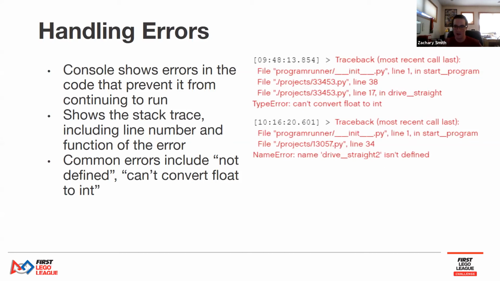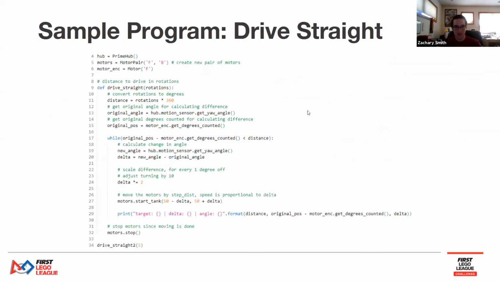Name errors typically work on functions and variables as well. So if they try to refer to a variable that doesn't exist, it'll say variable not found and print out that error. And these are going to be printed to the console, just keep that in mind, which is going to be located at the bottom of the programming environment.